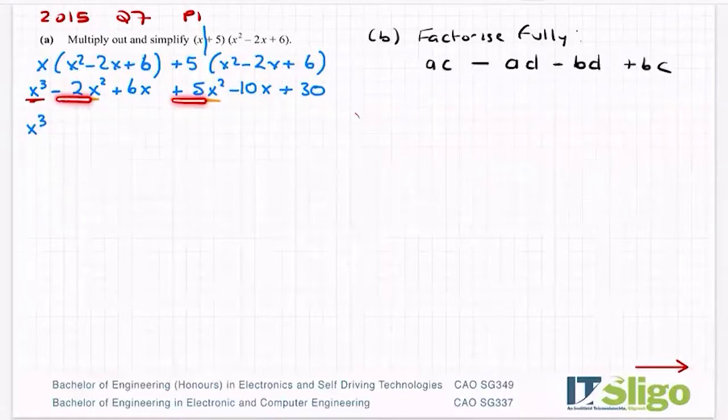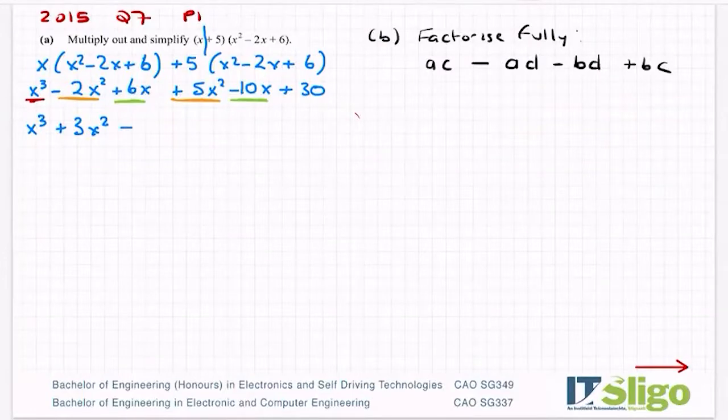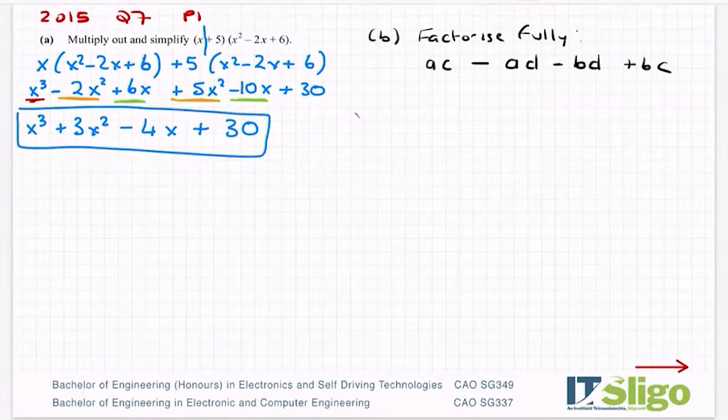So 5 minus 2 is 3x squared terms. And then I have a minus 10x plus 6x. Minus 10 plus 6 will give me minus 4x. And then I've only one number term, plus 30. So that's your answer. Multiply out and simplify. So the simplify part was grouping them together.